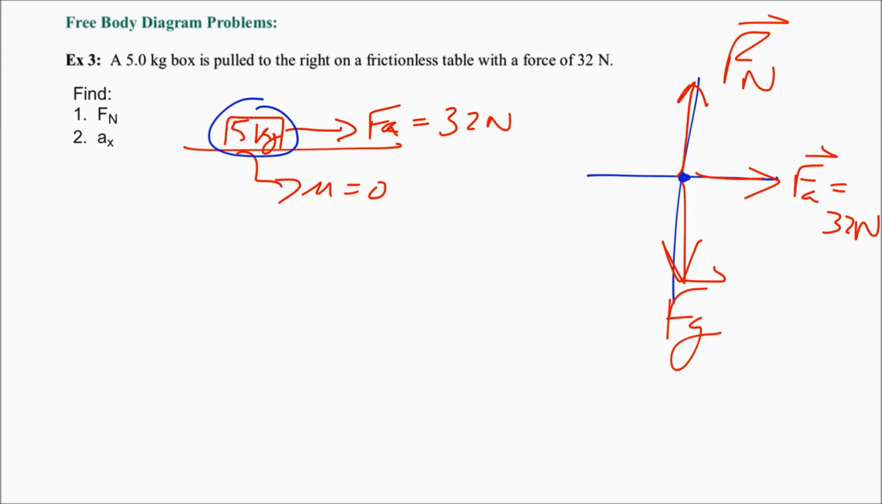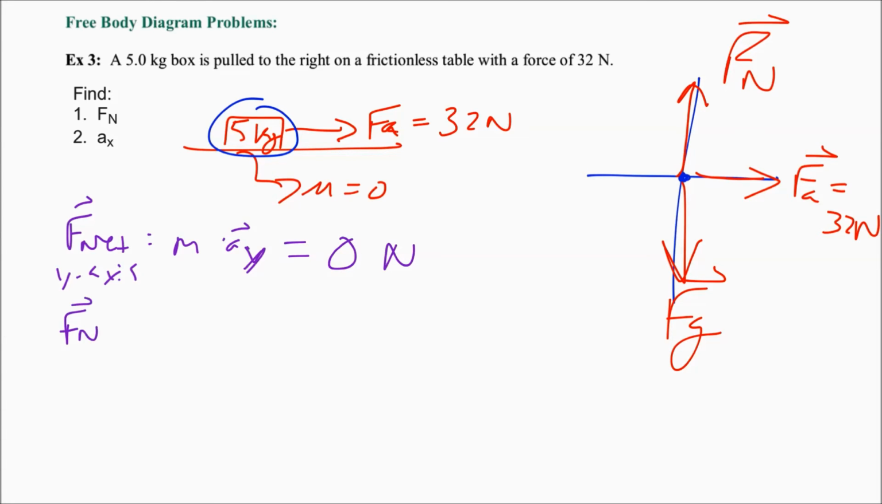So let's go ahead and see if we can find the normal force by doing our FNet statements in the y-axis first. So we've got FNet in the y-axis is equal to mass times the acceleration in the y-axis. Now, if we look at this box here, it's being pulled in the x-axis, which means it's going to slide across the countertop. It's not moving in the y-axis, which means there's no acceleration there. So this is going to be 0 newtons. Okay, so then let's do our second FNet statement in the y-axis.